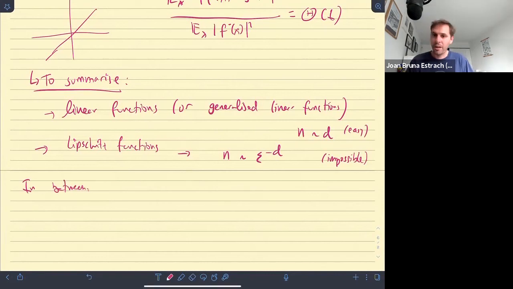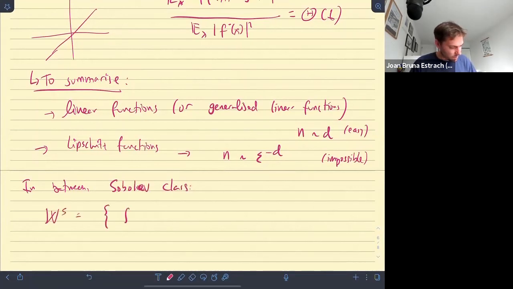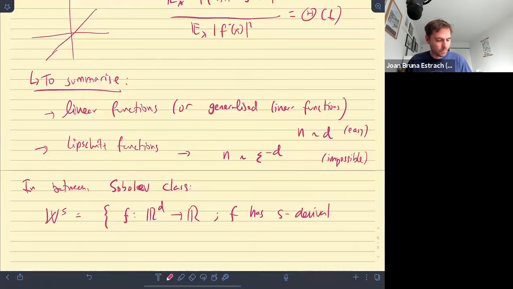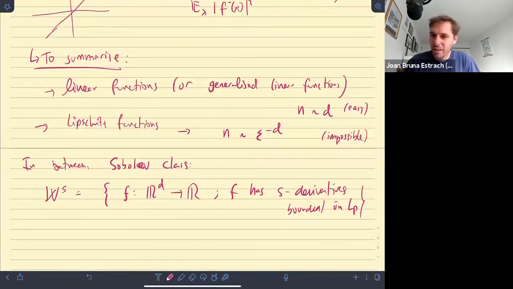I don't know if there are people here a bit more familiar, but mathematicians have worked a lot in creating a very rich landscape of different smoothness that the function can have. In particular, you can imagine the Sobolev class. I'm just going to use the S. These are just functions that go from R^D to R. And again, the moral of the story is that f has S derivatives that are bounded, or in L^p in a more general definition. But for us, Lipschitz corresponded to the idea that there's one derivative that is bounded. So if you ask for more derivatives to be bounded, you are making the function smoother and smoother.